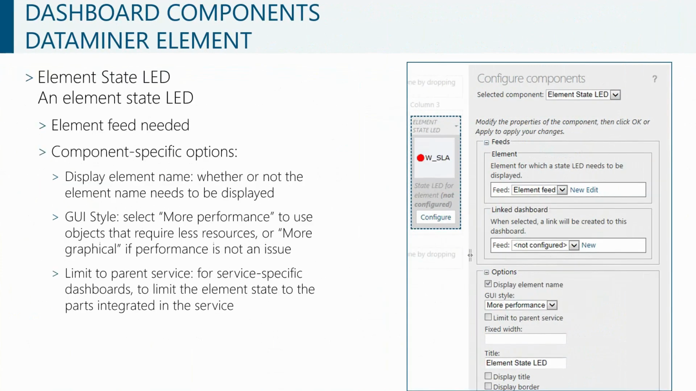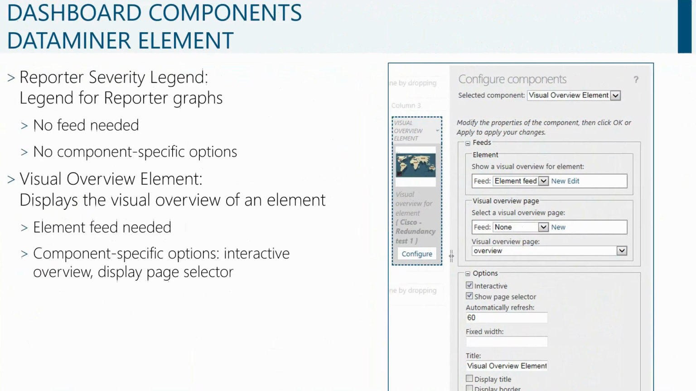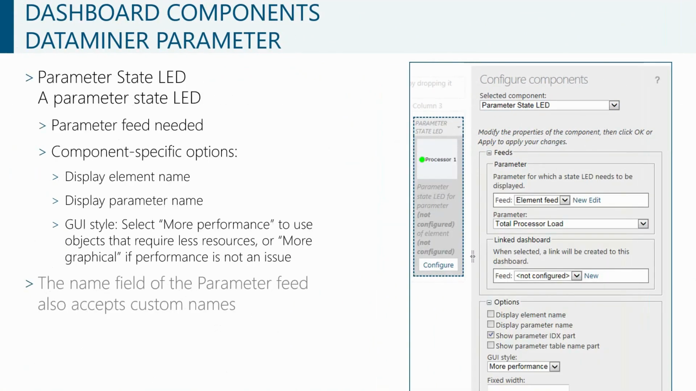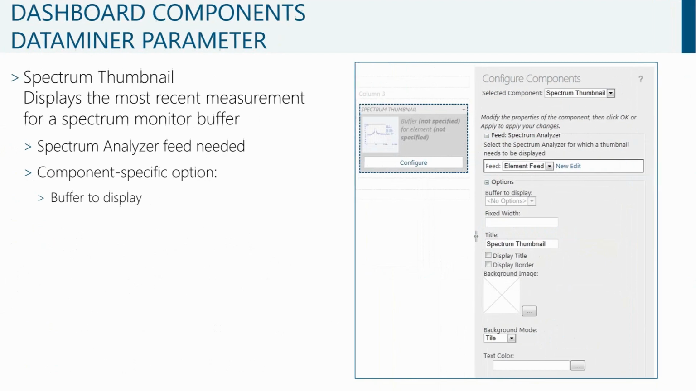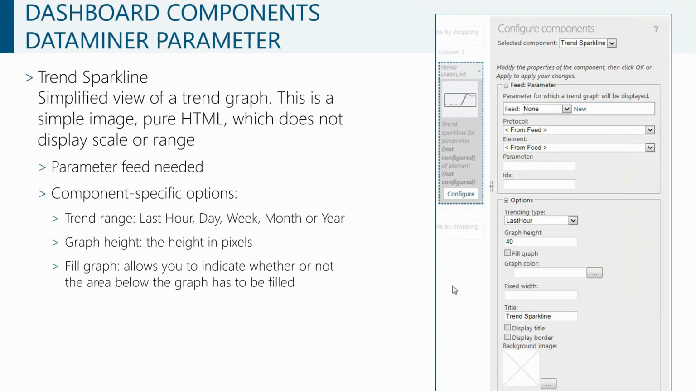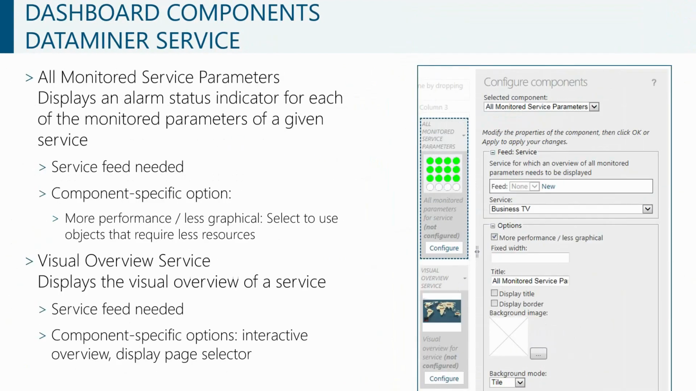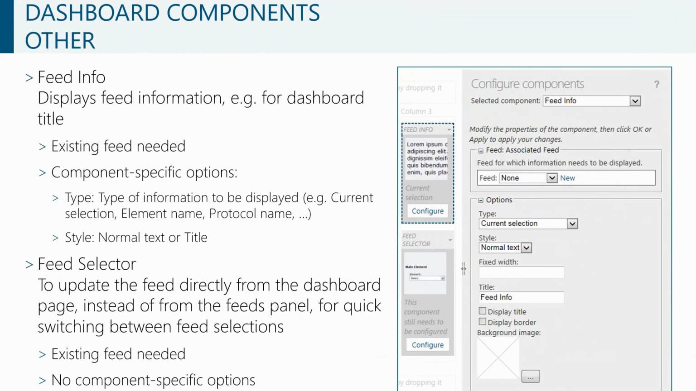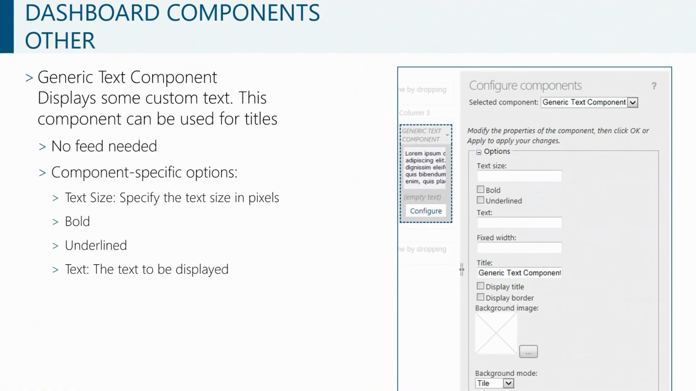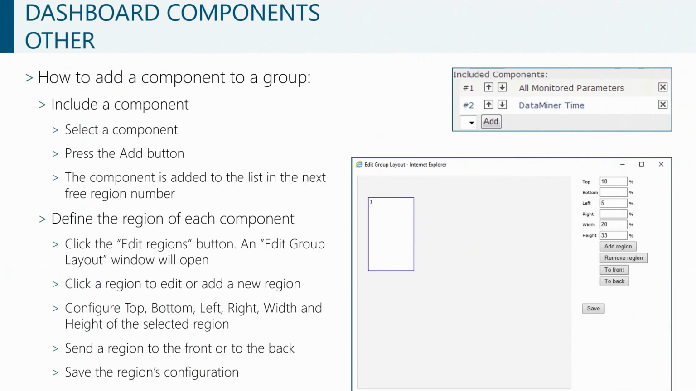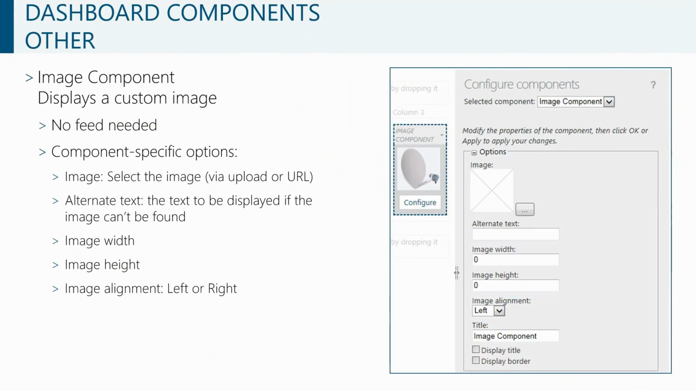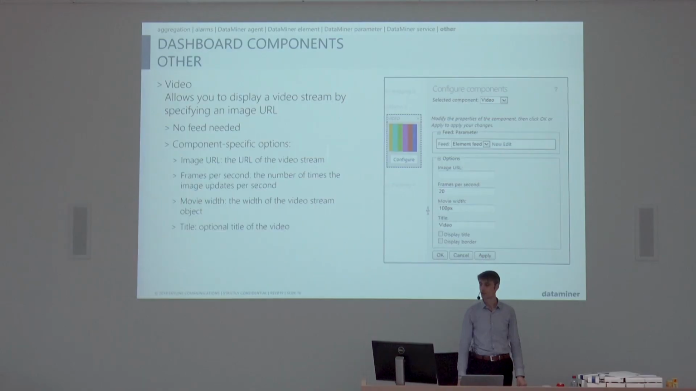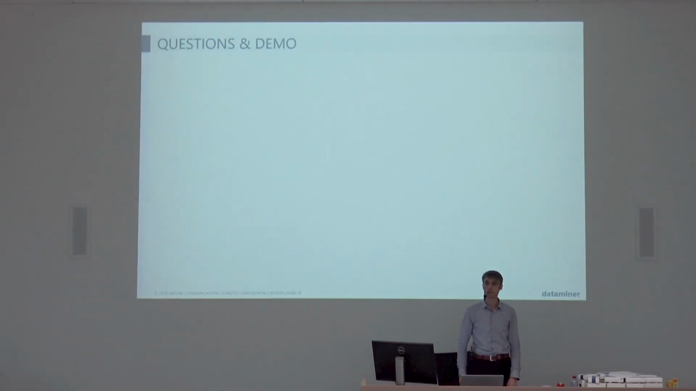All monitor parameters, data display, state LEDs. We've added some of them on there already. Histogram, set parameter, spectrum, thumbnails. Many things are possible. The sparkline, statistics. As I said, I'm not gonna. Yeah, Google Maps can be added in there as well. A group component to make special layouts, an image component, an inline frame to add another website in there, video thumbnails, many items.